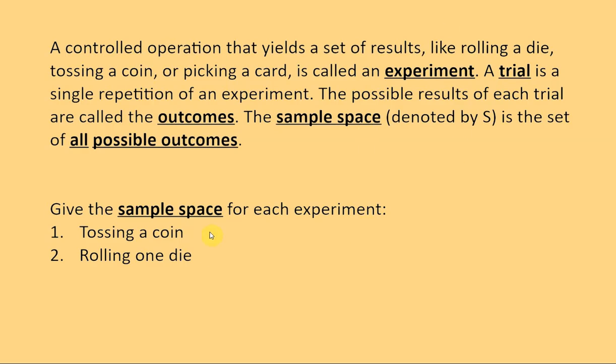In the first one, tossing a coin, the sample space, which I'm going to put in braces, the possible outcomes are either, when I toss a coin, I could get heads or I could get tails. So that's the sample space. Those are the possible outcomes. When rolling a die, and we're assuming this is a regular six-sided die, I could get a 1, 2, 3, 4, 5, or a 6.